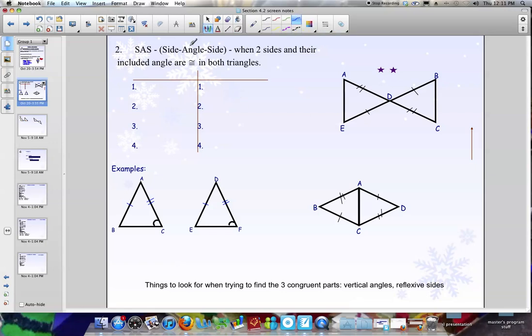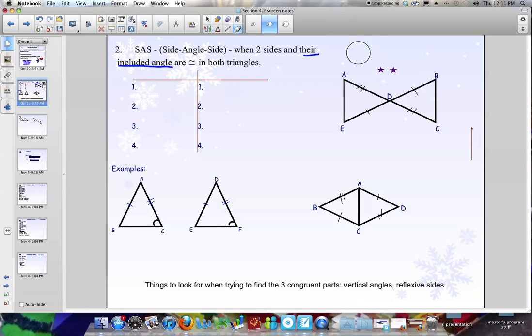The second postulate that we are going to learn is called side angle side, abbreviated SAS. It says if you can show that two sides of one triangle are equal to two sides of another triangle and their included angle. You have to be careful because it has to be the included angle. Included means that when you put the two sides together, the angle is in between them. That's what makes an included angle.